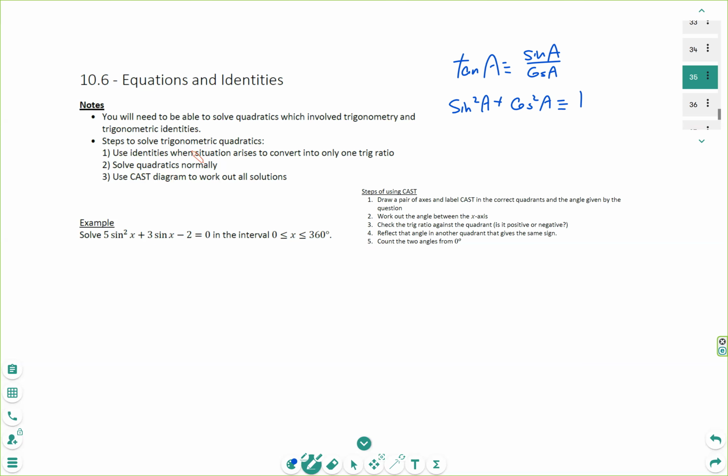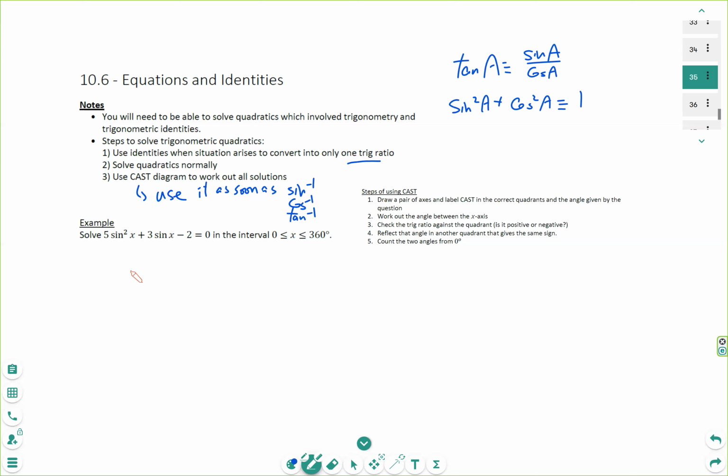First step, use identities when the situation arises to convert into only one trig ratio, and solve the quadratic normally. And third, use the class diagram to work out all solutions. So you use the class diagram as soon as you do inverse sine, inverse cos, and inverse tan. So my handwriting is really ugly, I know. I'm working on it. Just kidding, I never work on it. Use it as soon as inverse sine, inverse cos, inverse tan.